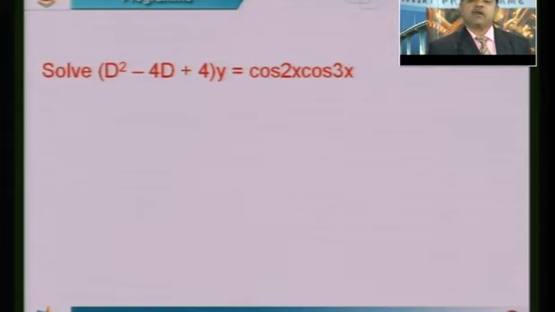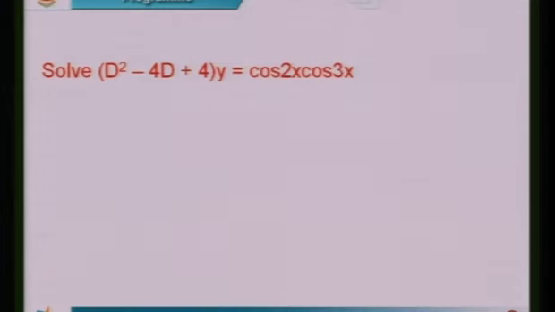Then one more problem for cos product. These indirect forms let us see in the next class. We have seen direct forms, these two indirect forms we will see in the next class.